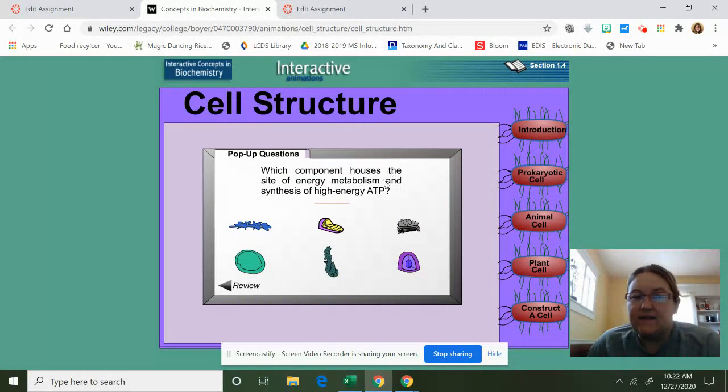Which component houses the site of high energy metabolism and synthesis of high energy ATP? So again, this is the energy one. That would be the mighty mitochondria.